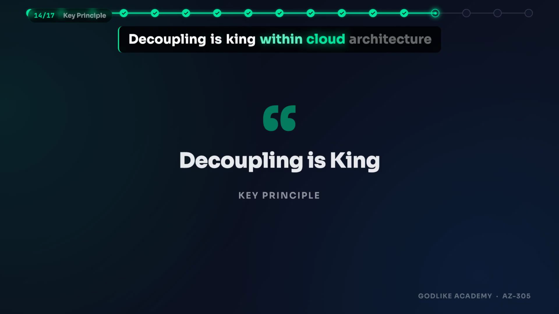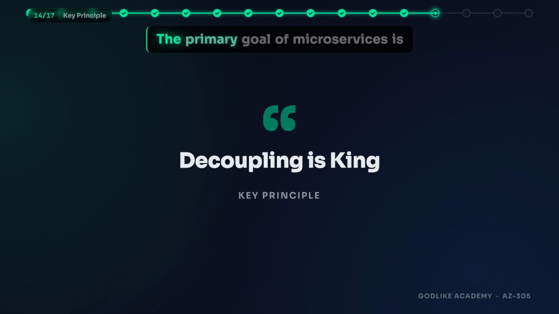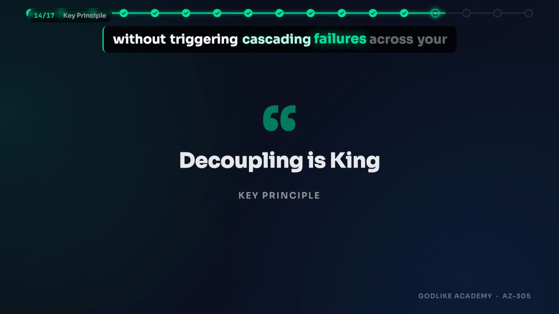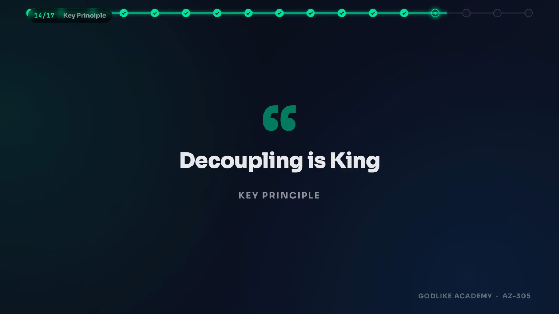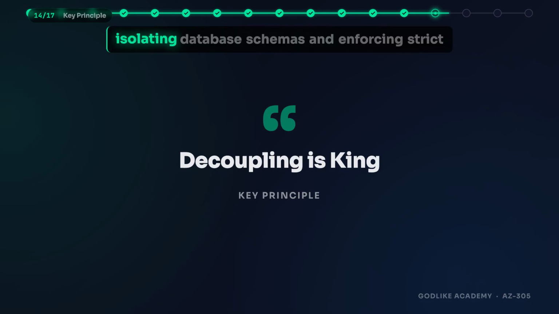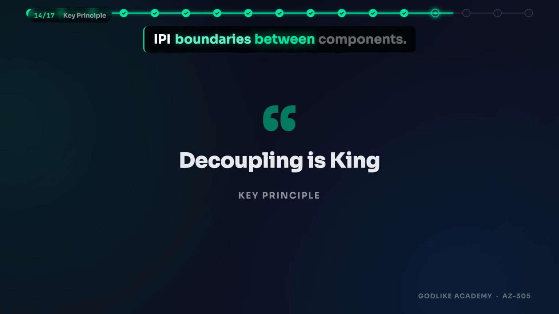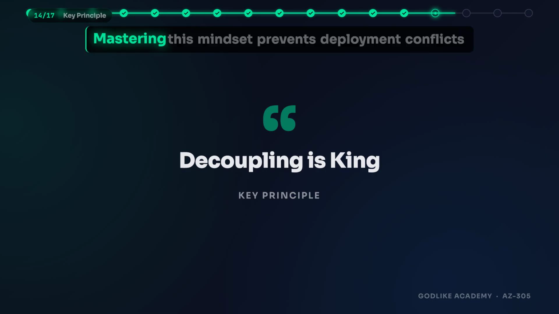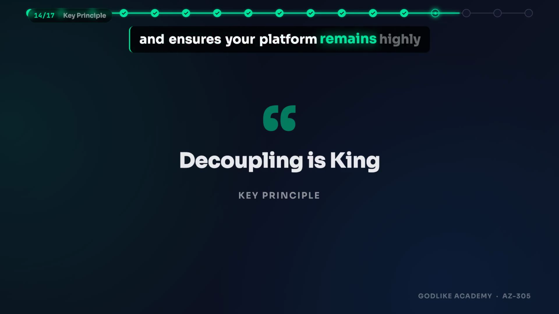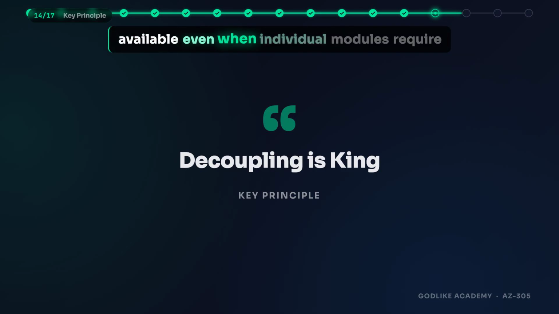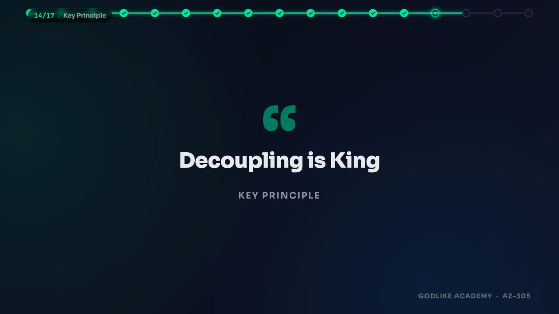Decoupling is king within cloud architecture design. The primary goal of microservices is to allow services to evolve independently without triggering cascading failures across your infrastructure. You will verify this principle by isolating database schemas and enforcing strict API boundaries between components. Mastering this mindset prevents deployment conflicts and ensures your platform remains highly available even when individual modules require urgent hotfixes or major version upgrades.